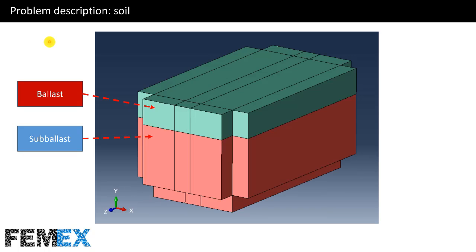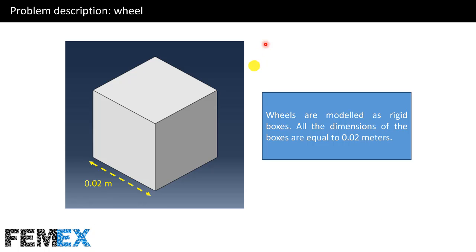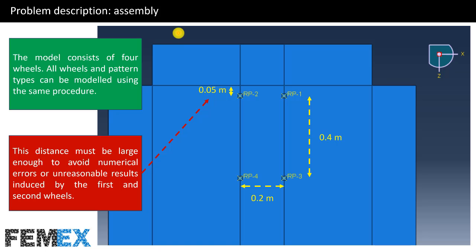As it is illustrated in this picture, all the upper regions are assigned ballast material and all the lower regions are assigned subballast material. According to this picture, wheels are modeled as rigid boxes. All the dimensions of the boxes are equal to 0.02 meters. According to this picture, the model consists of 4 wheels.